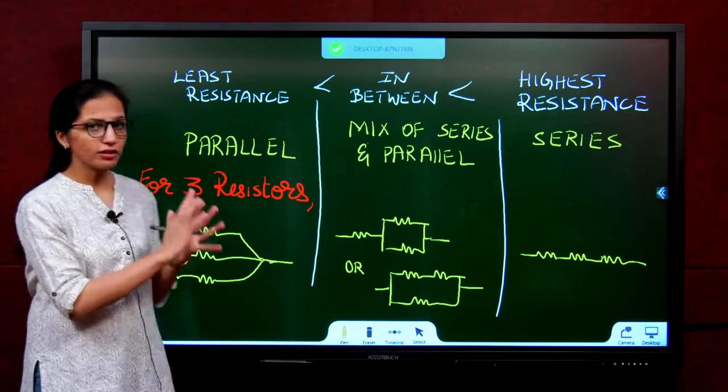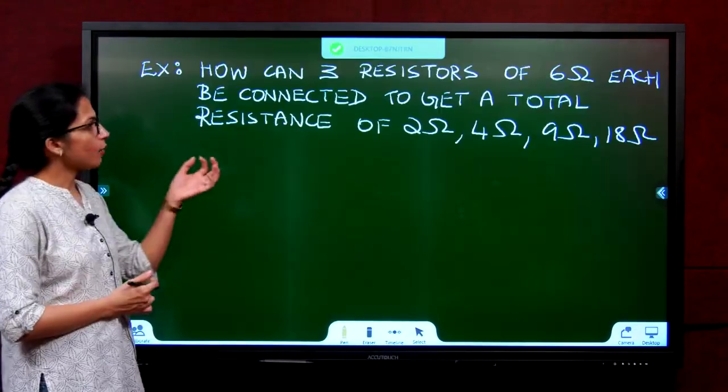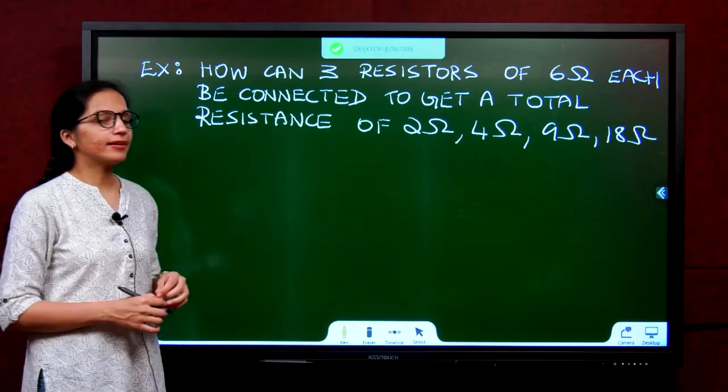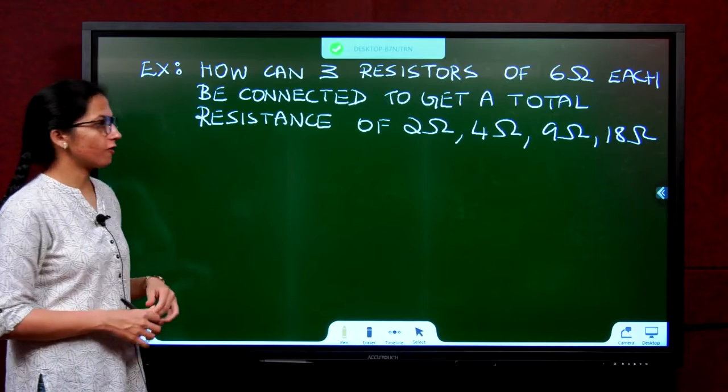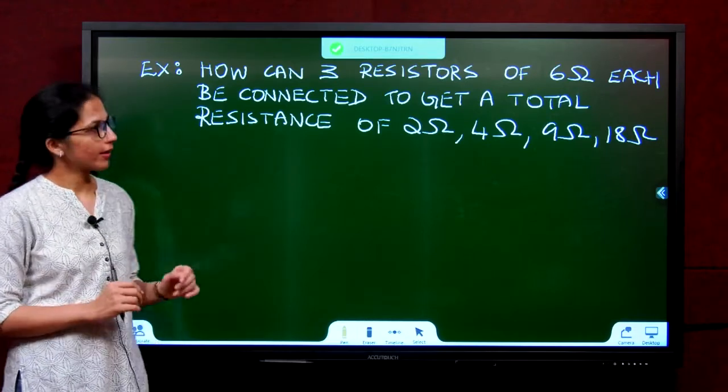Please note this table down, it's very helpful. Note these possible combinations too. How can 3 resistors of 6 ohms each be connected to get a total resistance of 2 ohm, 4 ohm, 9 ohm and 18 ohm?